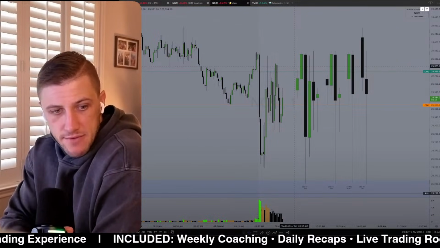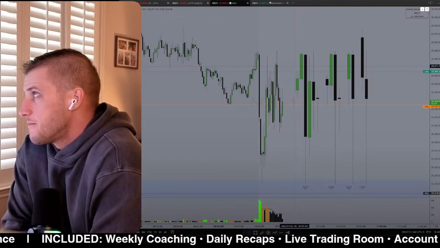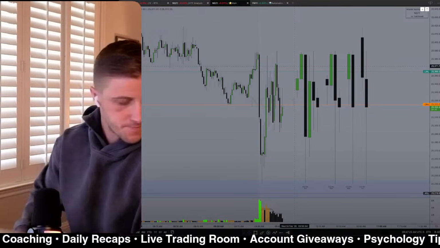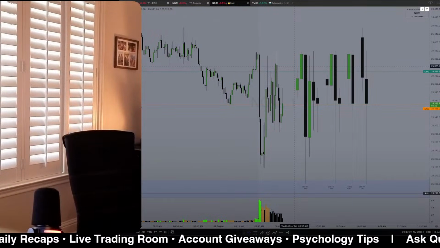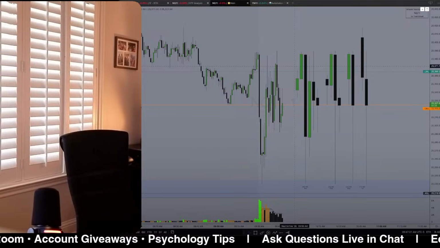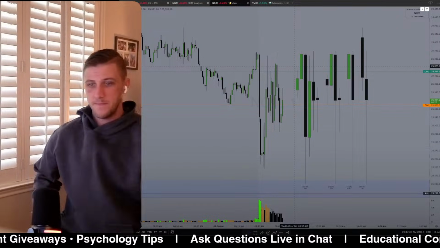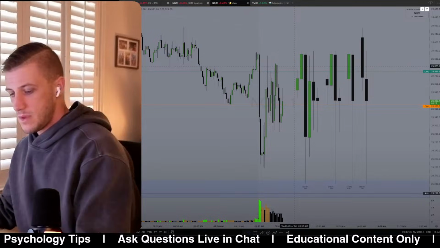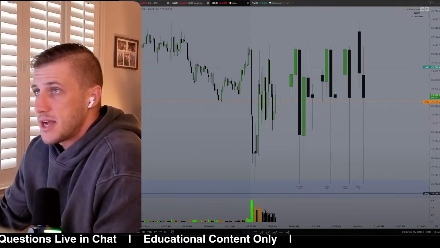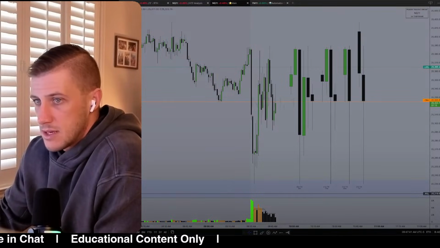No trades here on my end, obviously, with Tradovate down. But Nasdaq just kind of churning right here at the overnight low.